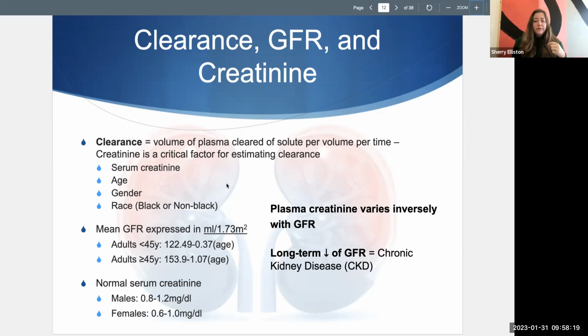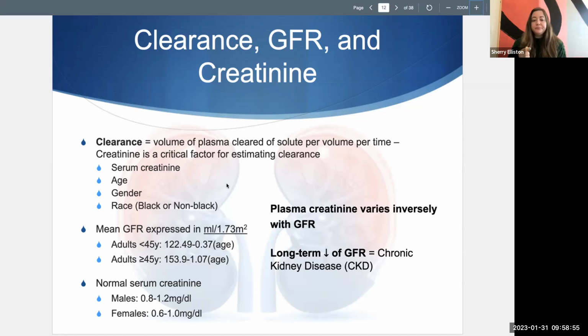The GFR is expressed, and there's a different range for the GFR in different ages of individuals. As with most things, as you get older, things start to slow down. So as adults get above 45, we allow for the mean GFR to be a little bit lower. And then the serum creatinine stays the same for males and females, regardless of age.